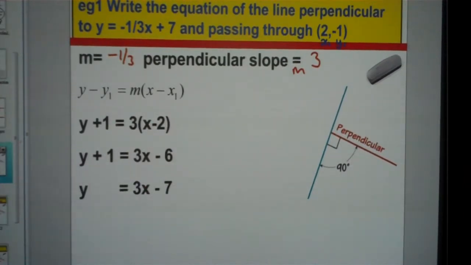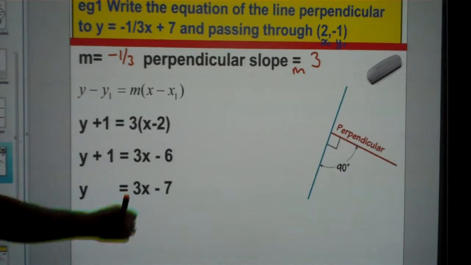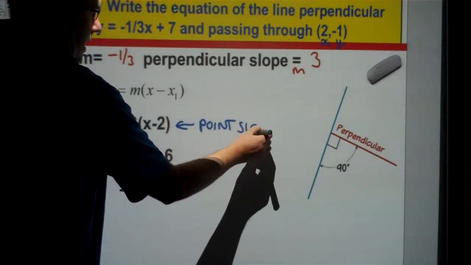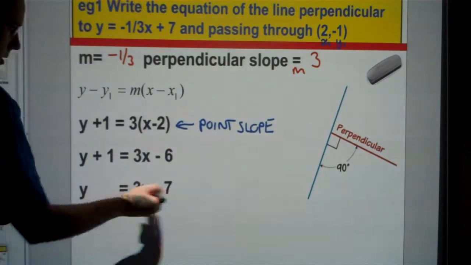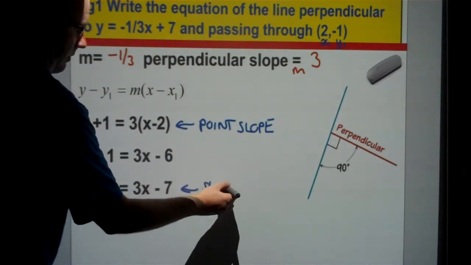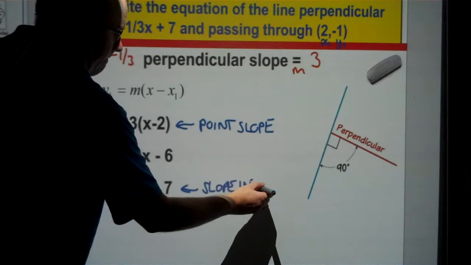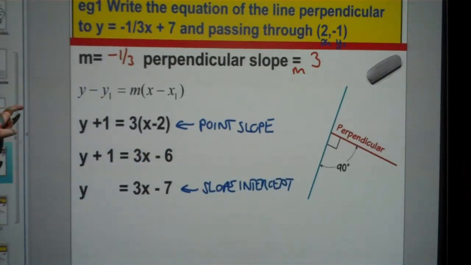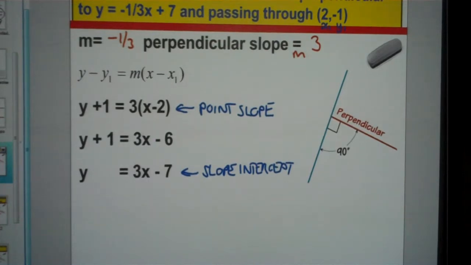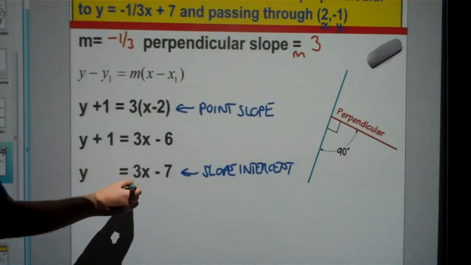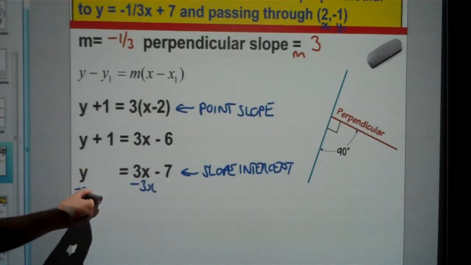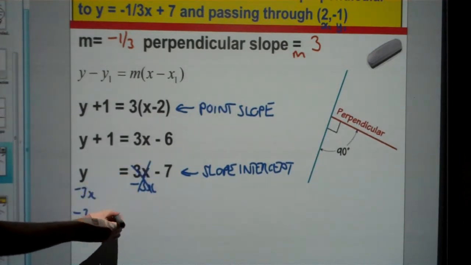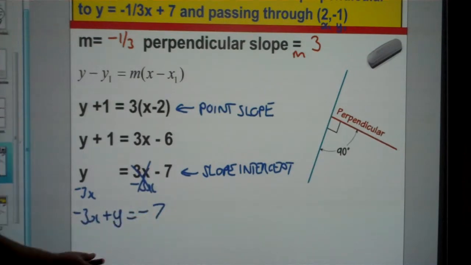Now it says write an equation, so it doesn't ask which form. So this would be the point slope formula, and that might be sufficient for this question, or it could ask us to go into slope intercept form, which would start with y equals. If it asks us to go more complicated than that, asks us to go for standard form, then I need to bring x and y to the same side. So I can subtract 3x from both sides. So I get negative 3x plus y equals negative 7.